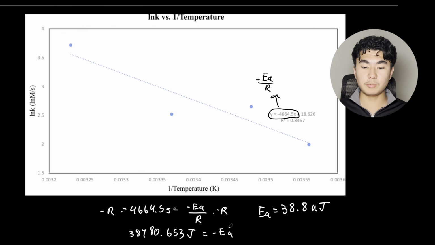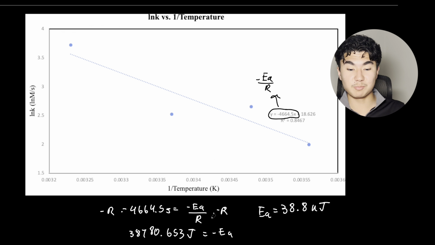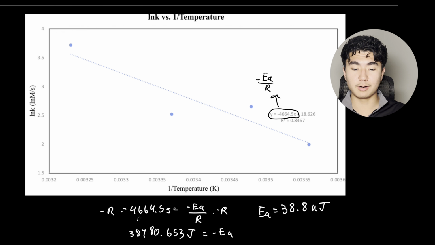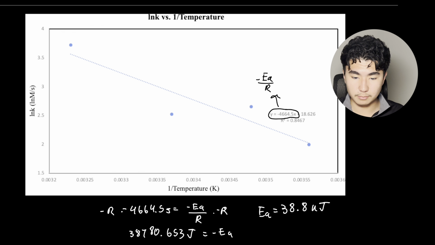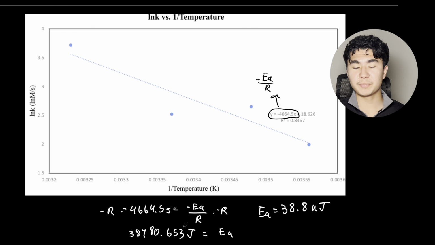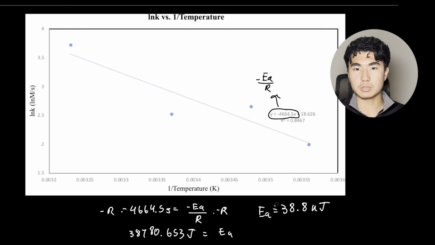So just how we got there, we multiplied by our R, 8.314, to get our activation energy in joules, and I should take this negative out of the way because we moved that negative. And we have our activation energy in joules. So to make it look a little bit prettier, we divided by 1000 to get to kilojoules, and that's how we have our activation energy being 38.8 kilojoules.